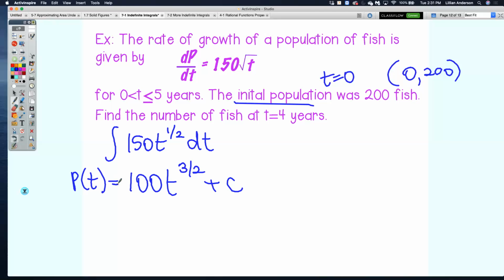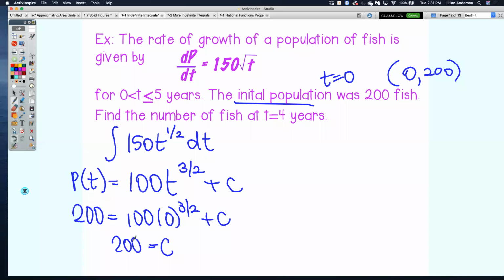We need to figure out our specific one, especially since the initial population was 200. You should have plugged in 200 for P of t and found that c was equal to 200. It will not always be this way. It really just depends on the original function that's given to you when you take the antiderivative. All right, so then our specific equation that represents our population is 100 t to the 3/2 plus 200.